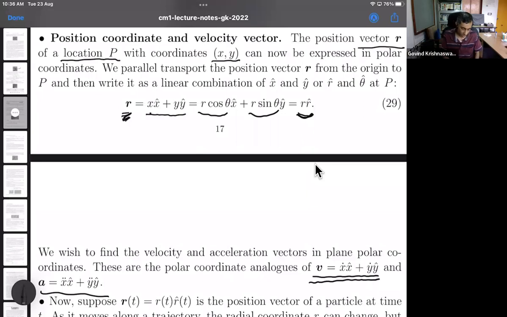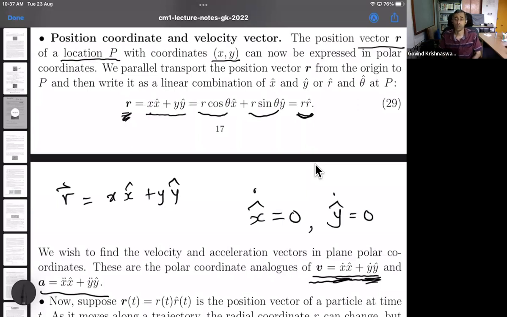So by differentiation of r, you immediately get that r was x hat plus y hat. So differentiating in time, you will get x dot x hat plus y dot y hat. And the main thing is that x hat dot is 0 and y hat dot is 0. These things don't change with location. So in particular, they don't change as the particle moves.